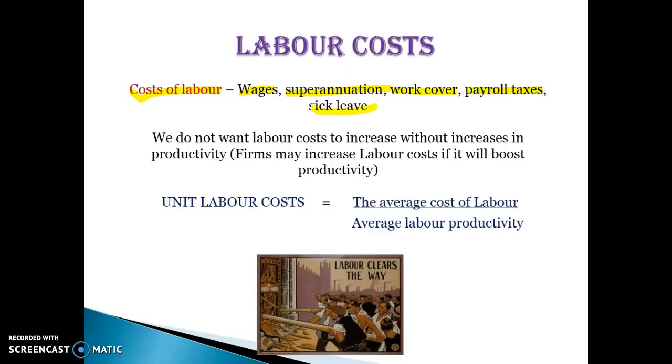When you use the term unit labour cost, that is a measure of the average cost of labour divided by average labour productivity. So if, say, costs of labour are going up by 5%, but average productivity is going up by 5%, then your unit labour costs would stay the same.